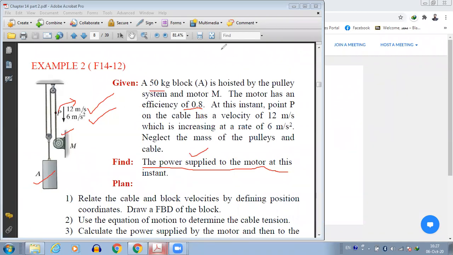Okay, so we have the formula for the efficiency because the motor efficiency is given. So efficiency of the motor is power output, P out, over power input. Okay, so we need to find power input. We know the efficiency. So if we know the power output, we can find the power input. But power output is basically what? Power output is the actual work done by the motor. Actual work done by the motor means force times velocity.